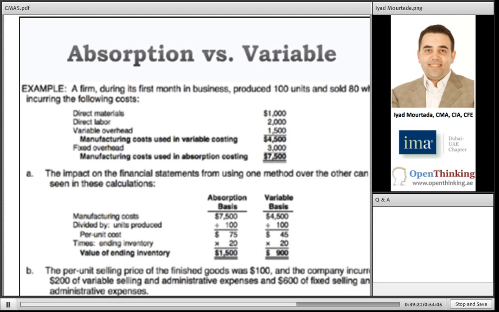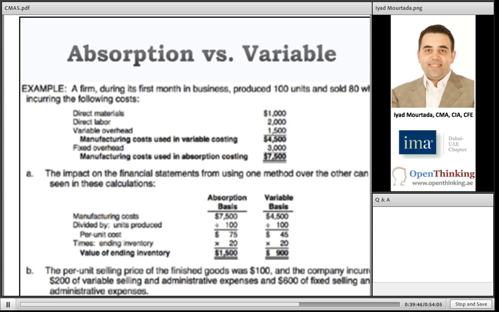Because if you are using variable costing, we are not going to allocate certain costs, right? We are not going to allocate them to the cost of production. And if we don't allocate them to the cost of production, we don't allocate them to the cost of goods sold. So if we sell these items, we still have this cost already expensed. We didn't put it in the inventory.